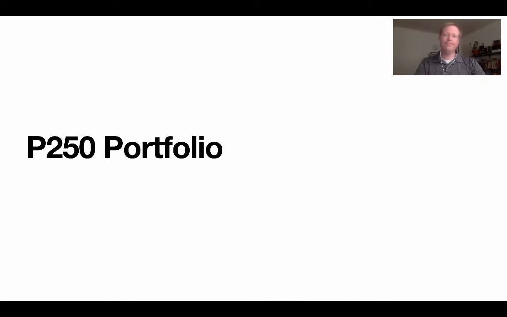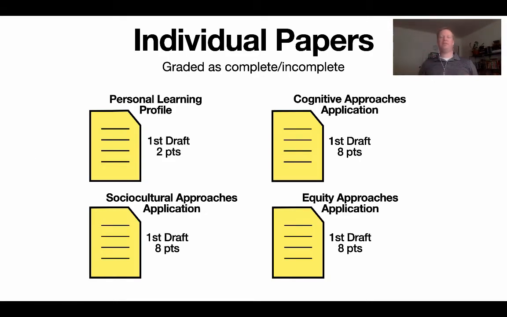So first of all, the portfolio is based primarily on these 4 papers that you have already or will have turned in before the final portfolio. So we have the personal learning profile, the cognitive approaches, sociocultural approaches, and equity approaches papers. Now, each of those you've turned in a draft, and I'm calling them a draft because for the portfolio, you're going to be making revisions. That's the idea behind this. So I'm not asking you to do a ton of new writing for the final portfolio, but I am asking you to revise what you've already written.